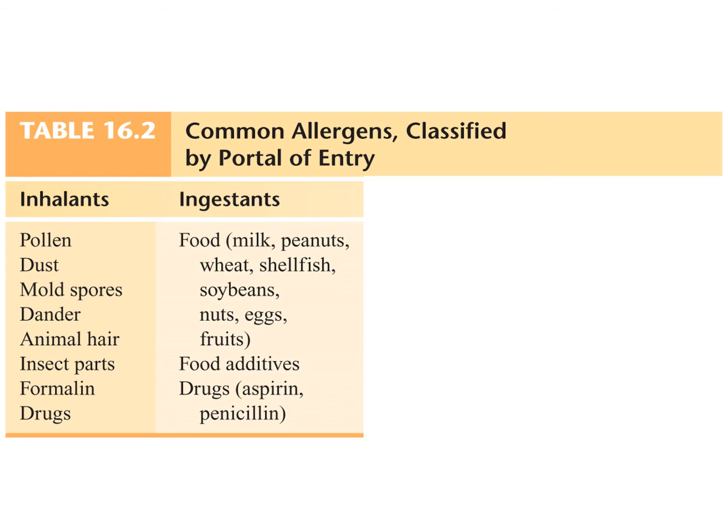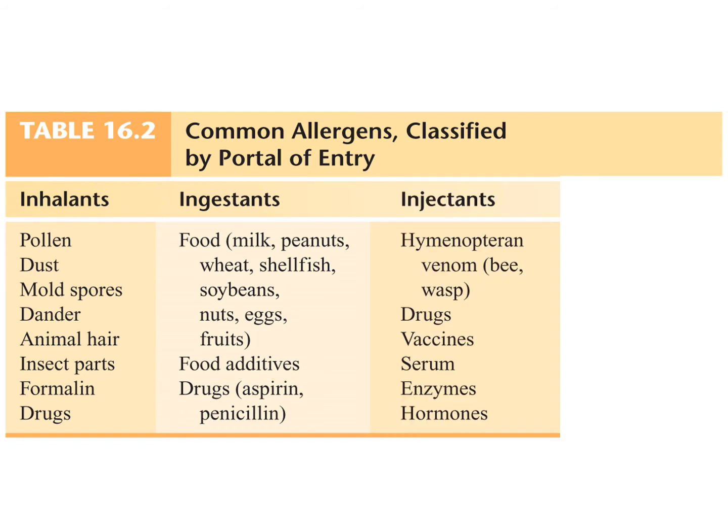Second group are ingestants. So ingestants are things that come in with the food, and of course this refers to any sort of food allergy, but also the food additives that are found in the food and drugs that are taken by mouth. The next group are the injectants, and injectants are injected beneath the skin. So this includes the allergies to venom, bee stings, wasp stings, any injected drugs, injected vaccines, injected serum, or any other injected treatment that involves enzymes and/or hormones.